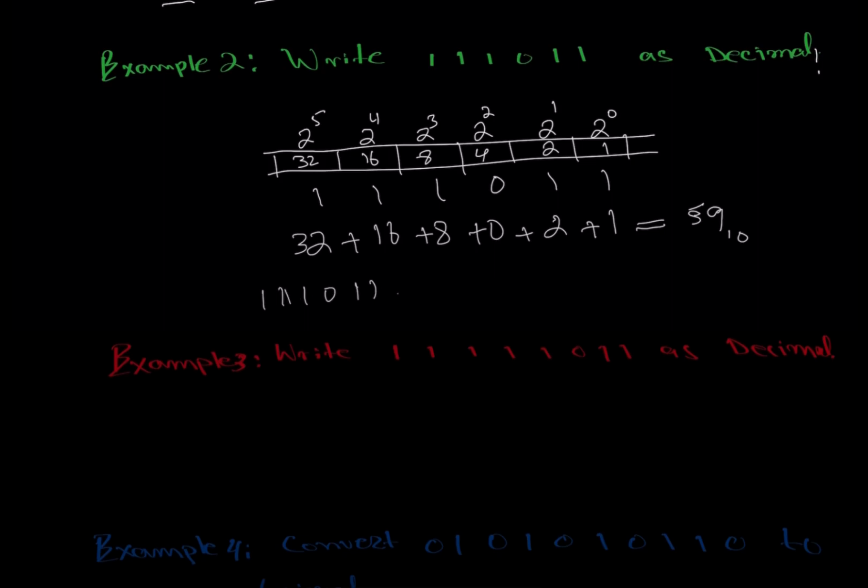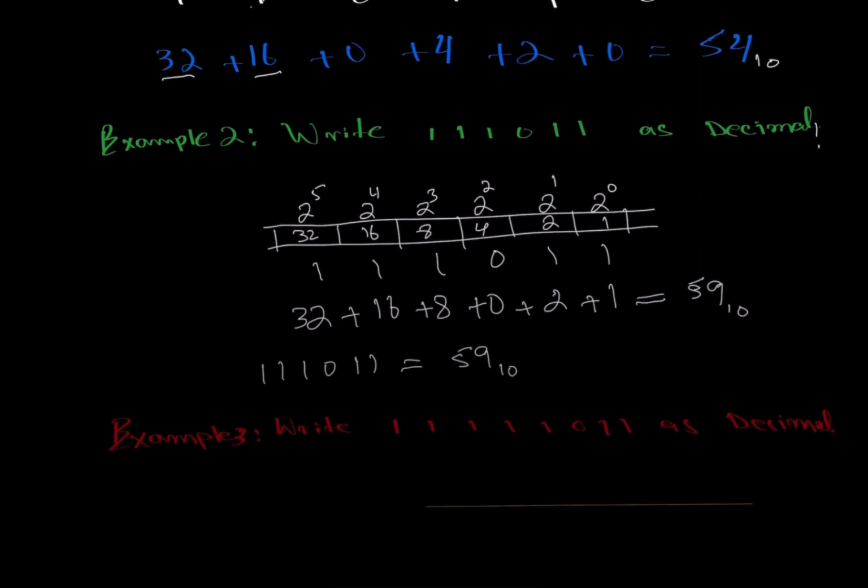There is one more 1. Okay, yeah, that is equal to 59 base 10. That's how we do that. We write down the placing values, or you can write it down this way or this way.